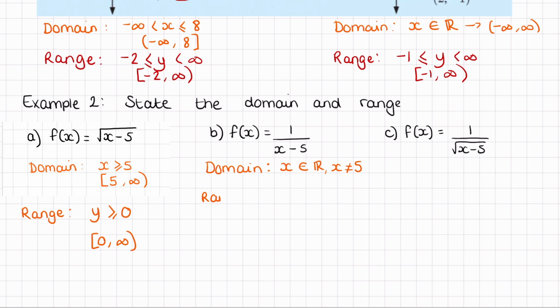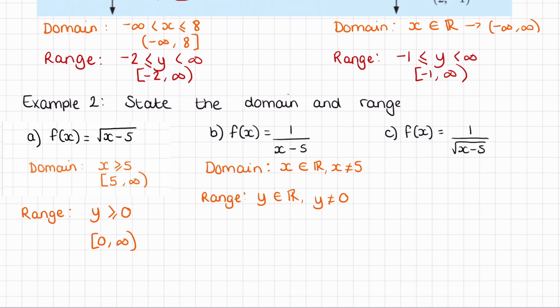And then range, what values can we get for our solution? Now, it once again is just understanding a fraction, 1 over something. The only number we can't get as a solution in this situation is 0, because you can't do 1 divided by a number and get 0. So y would also be an element of R, but y could not equal 0.